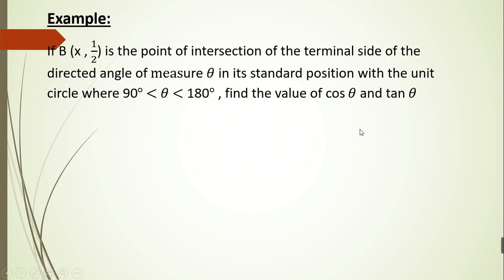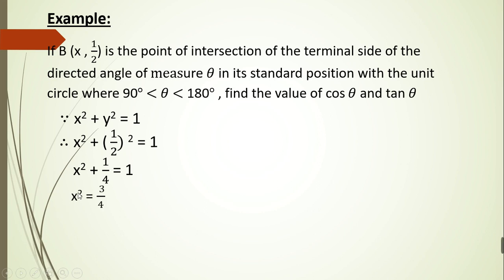First, if he gives me a missing coordinate, I will use the rule x power 2 plus y power 2 equals 1. So x power 2 plus half all power 2 equals 1. X power 2 plus quarter equals 1. X power 2 equals 3 quarters. So x equals positive or negative root 3 over 4, equals positive or negative root 3 over 2. Now I found the value of x.